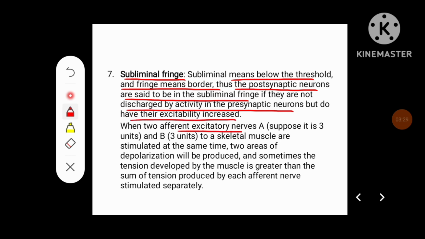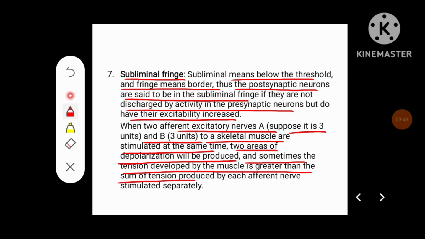When two afferent excitatory nerves, that is nerve A, which is supposed to excite 3 units, and B, which is supposed to excite 3 units, to a skeletal muscle, are stimulated at the same time, two areas of depolarization will be produced, and sometimes the tension developed by the muscle is greater than the sum of the tension produced by each afferent nerve stimulated separately.